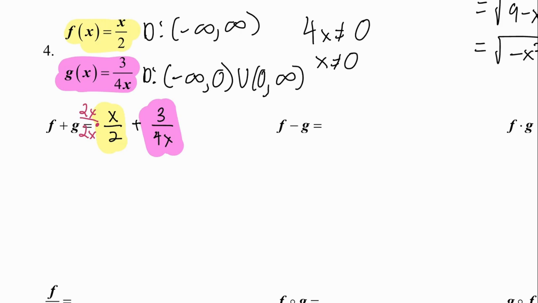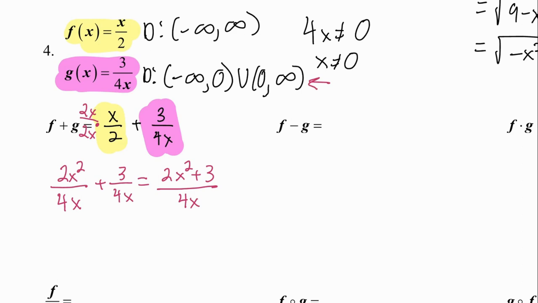So 2x times x is going to give us 2x squared in the numerator, and 2x times 2 would give us 4x in the denominator. So we're doing this plus 3 over 4x. And now because they have a common denominator, we can add those two numerators together. So we get 2x squared plus 3 all over 4x. And again, the most restrictive domain would be this one. So the domain for this would be -infinity to 0, union 0 to infinity.